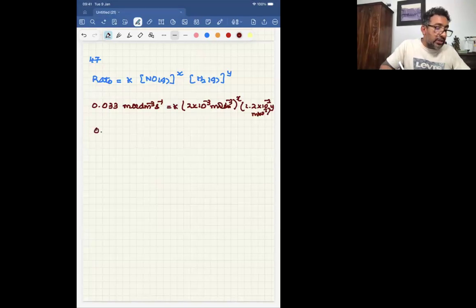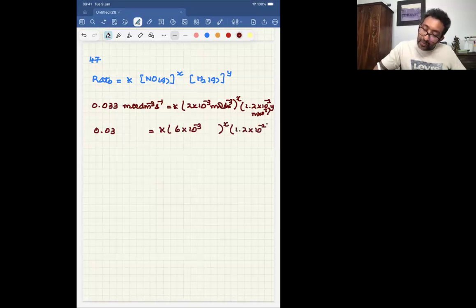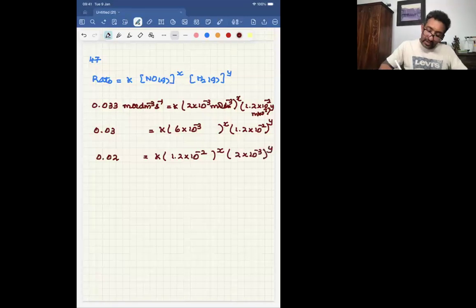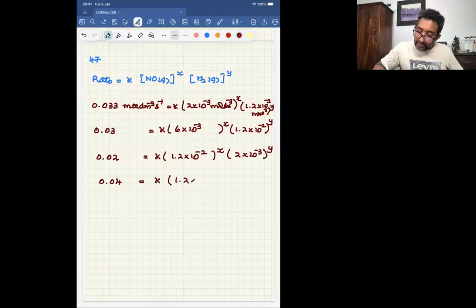The other one, 0.03 is equal to K times 6 × 10 to the power minus 3 to the power X, 1.2 × 10 to the power minus 2 to the power Y. Next, 0.02 is equal to K times 1.2 × 10 to the power minus 2 to the power X, 2 × 10 to the power minus 3 to the power Y. This is 0.04 is equal to K times 1.2 × 10 to the power minus 2 to the power X, 4 × 10 to the power minus 3. Right.